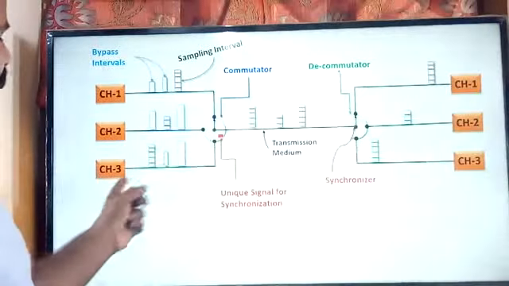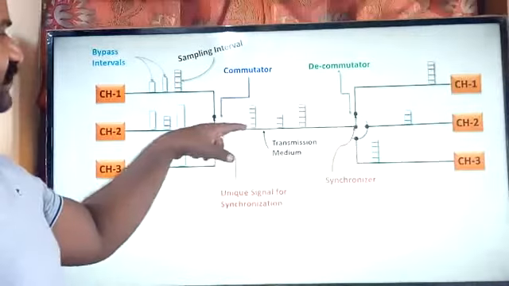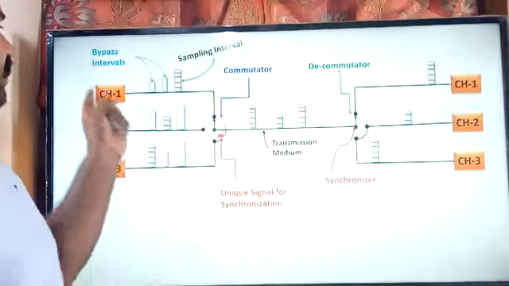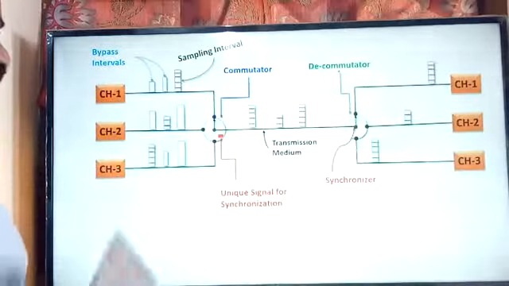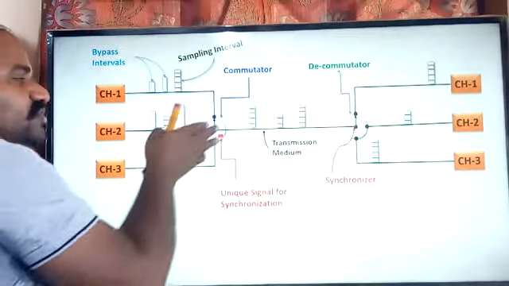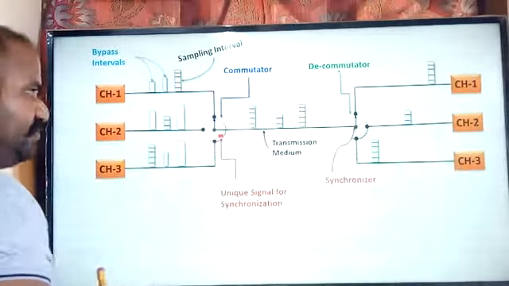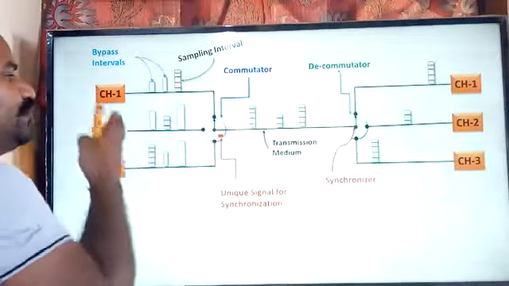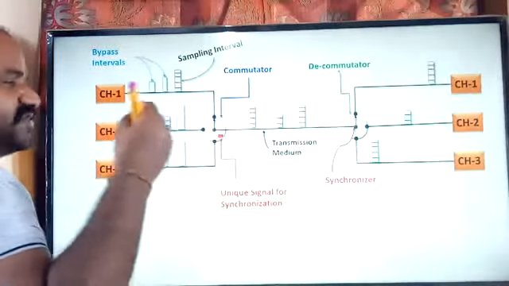Once channel 3 is over, again channel 1 gets this communication path. Channel 1, after that channel 2, after that channel 3, and this process keeps on repeating. In this way, we are using only one communication path, and using it we are able to send multiple channels' information, because each channel does not stay on this path continuously. Each channel gets some time period.